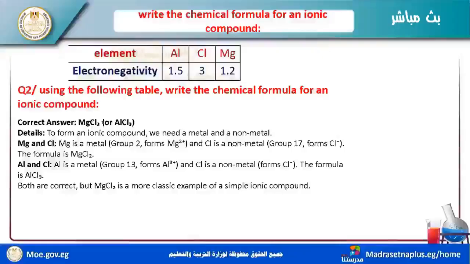We need a metal and a non-metal to form an ionic compound. Mg and Cl, Al and Cl. These form MgCl2 and AlCl3. Al is a metal from group 13 forming Al3+, and chlorine is a non-metal forming Cl-. The formula is AlCl3. Both of them are correct. MgCl2 is a more classic example of a simple ionic compound.